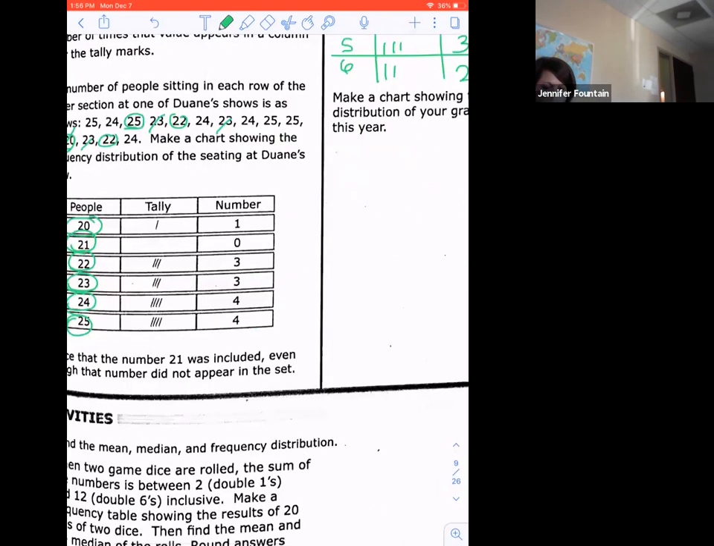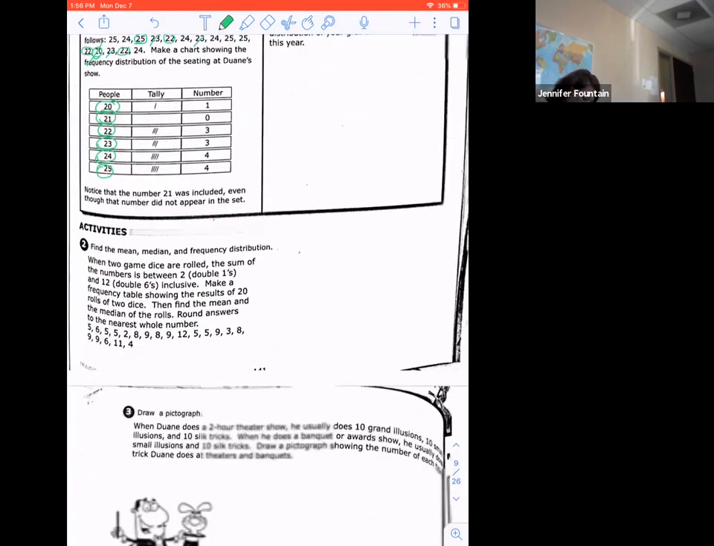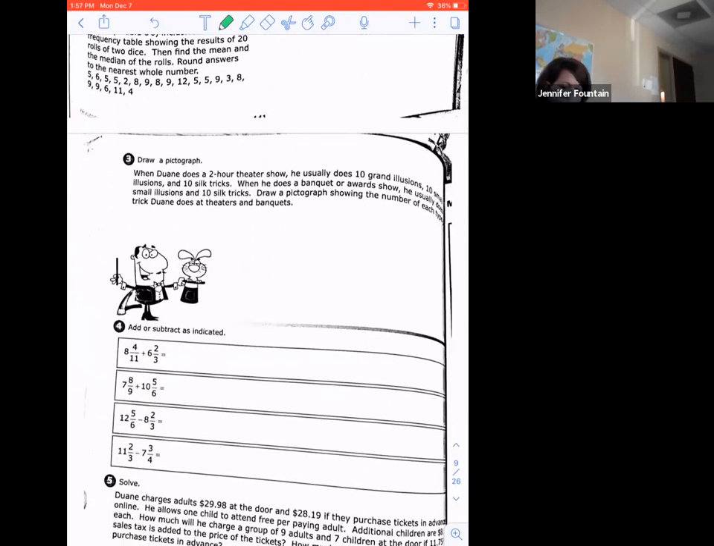So what we're gonna do for homework, we are going to have activities two because that's mean and median and we haven't done that yet. Let's go ahead and look at activities 3 on page 142. This one says we need to draw a pictograph.